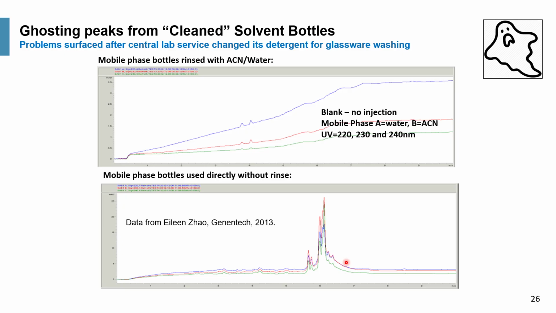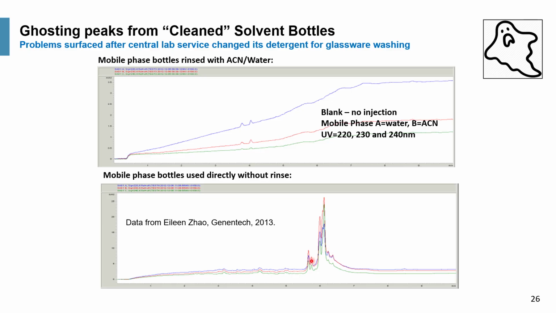Another ghost peak case study came from one of my colleagues in 2013, and it really slowed her down for about a whole week. Eventually we figured out the problem. The blank should be like this, but for some reason that week it became like that. We traced it to a situation from the central dishwashing service: they changed their detergent formulation, and for some reason did not clean out the detergent well, and that actually gave you that ghost.